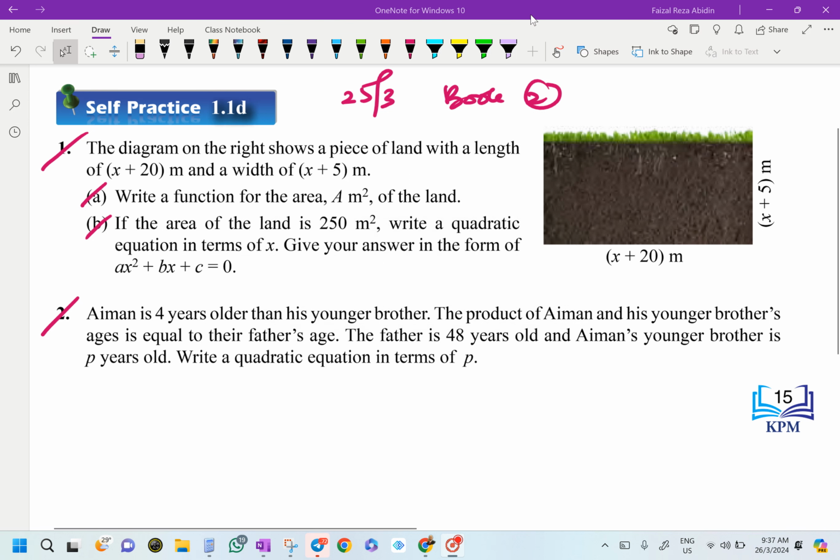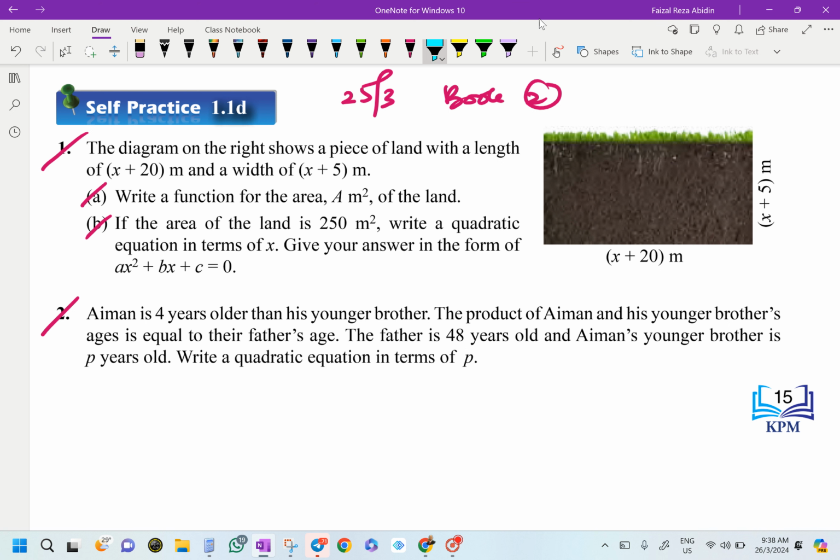We're going to look at our self-practice 1.1D. Please open your textbook to page 15. This one was yesterday's homework. The diagram on the right shows a piece of land with a length of x plus 20 meters.